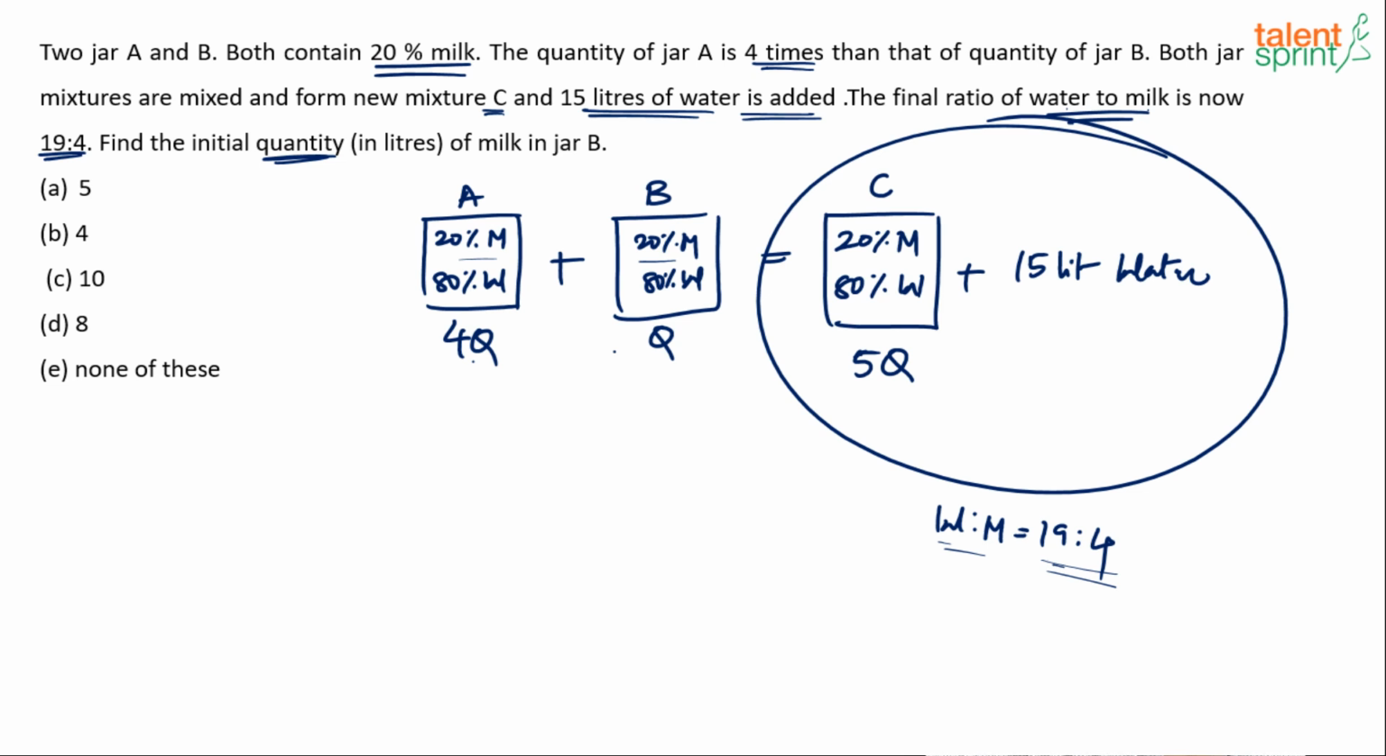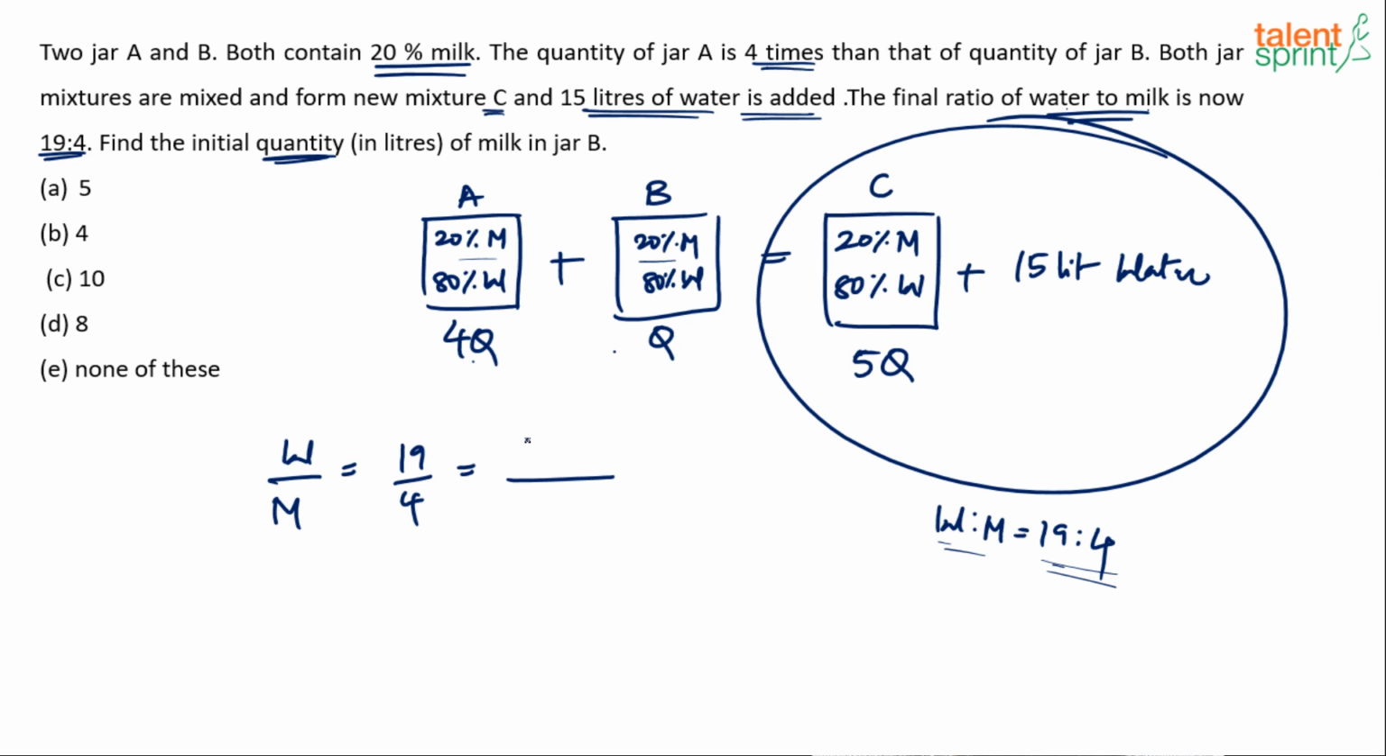How do you want to solve this? Very simple. This is the final quantity of milk and water, right? So W by M is equal to 19/4. What I would do is simply write an equation here. So 19:4 is the total quantity of water is to total quantity of milk. What will be the total quantity of water?